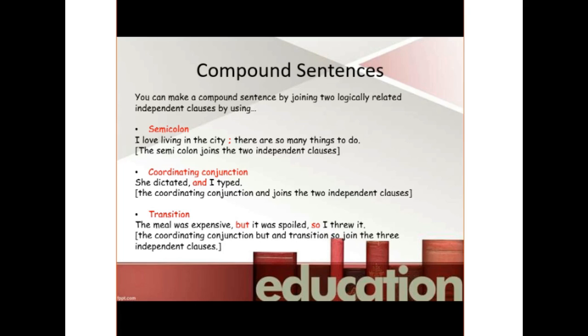Next, a coordinating conjunction. Example: She dictated and I typed. The coordinating conjunction here joins the two independent clauses. Next is transition. The meal was expensive, but it was spoiled, so I threw it. Here, the coordinating conjunction "but" and transition "so" join the three independent clauses.